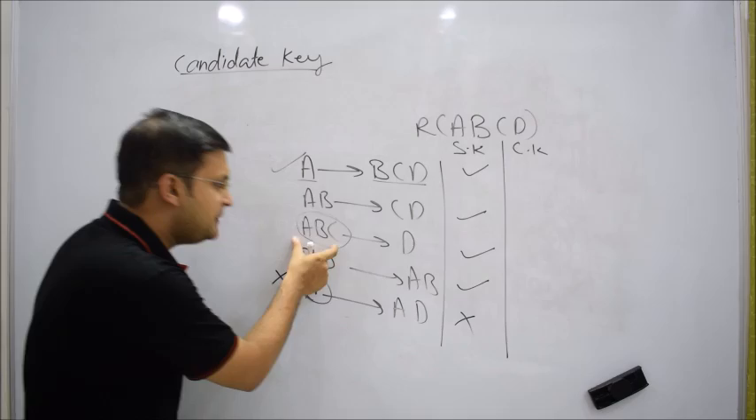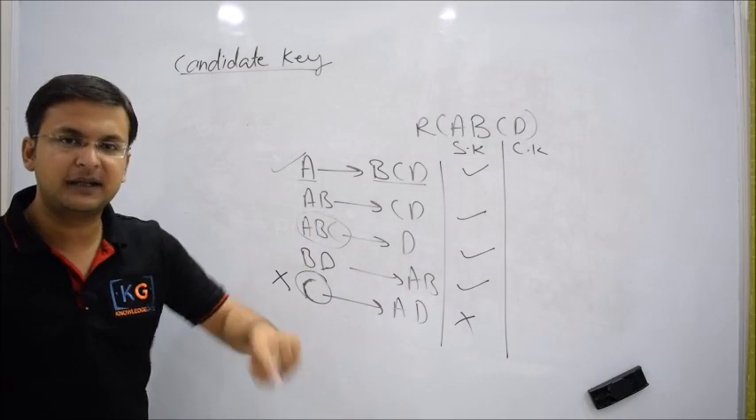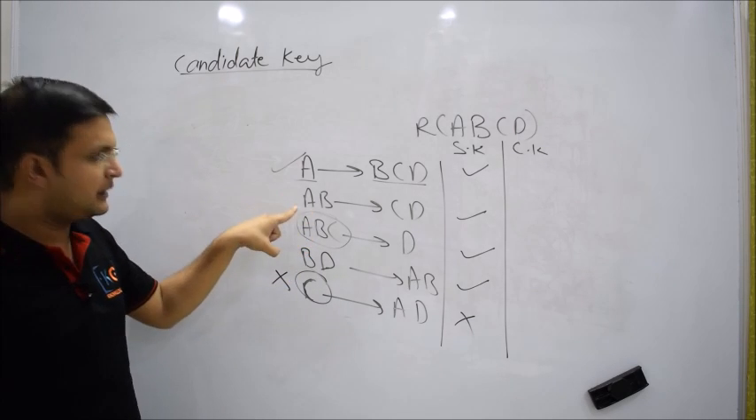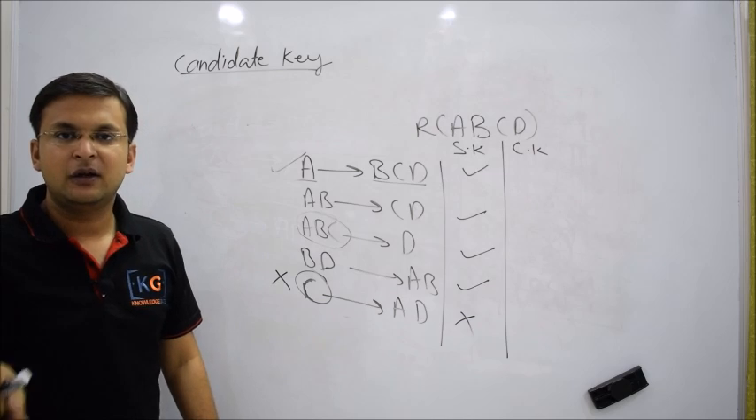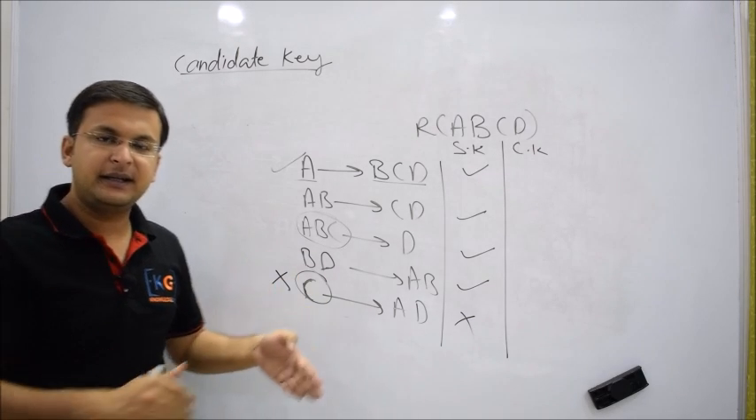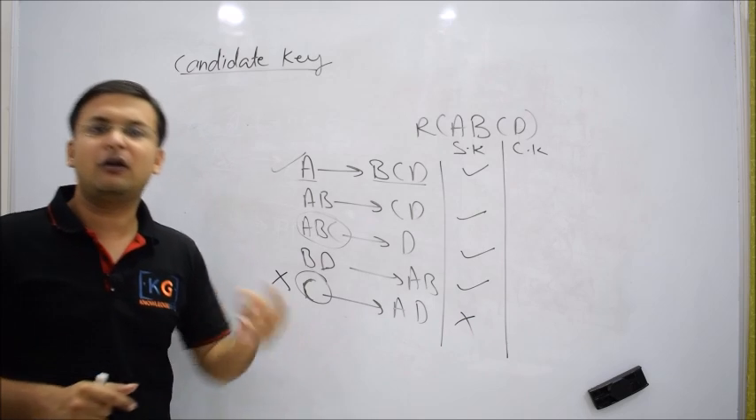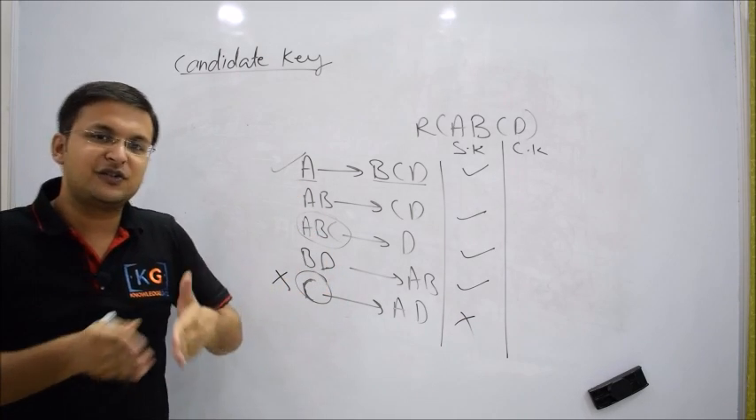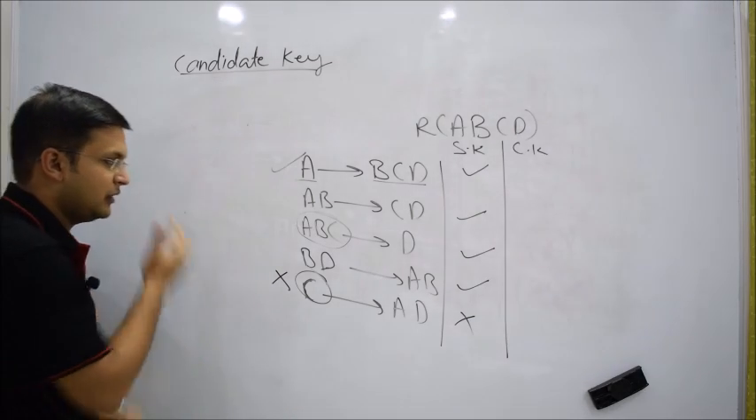I'll say a minimal super key is a candidate key, but when can I say a key or a super key is minimal? If a proper subset of a super key is also a super key, then you are not a candidate key. Or I can give the direct definition of candidate key: if a proper subset of a super key is not a super key, then you are a candidate key. Now let me explain.